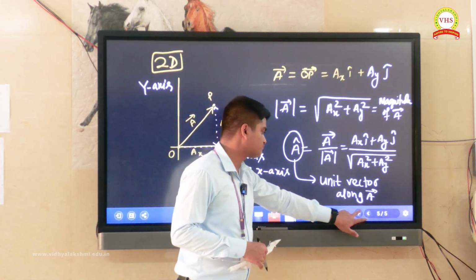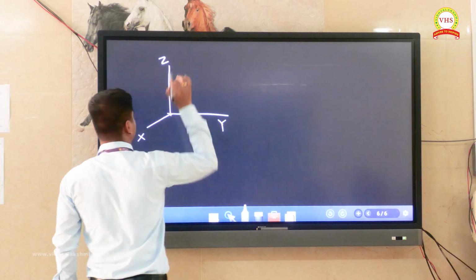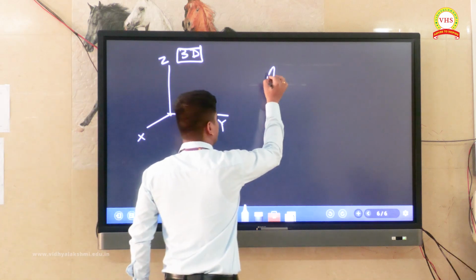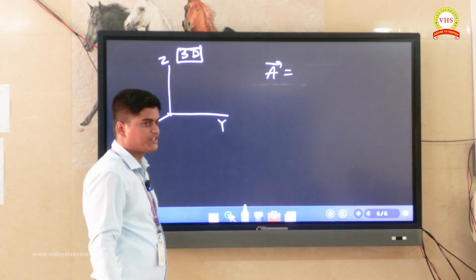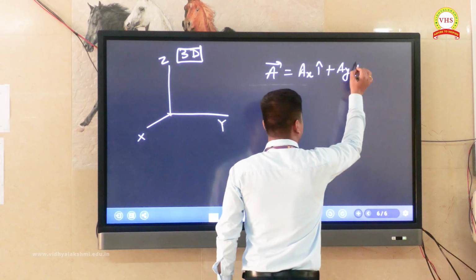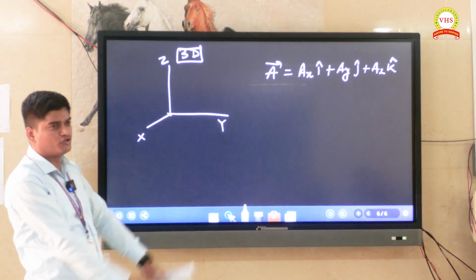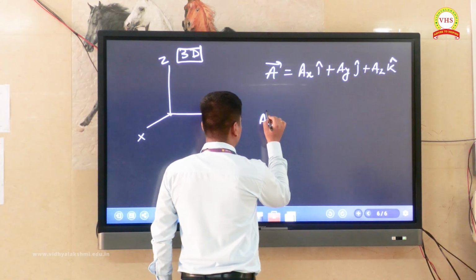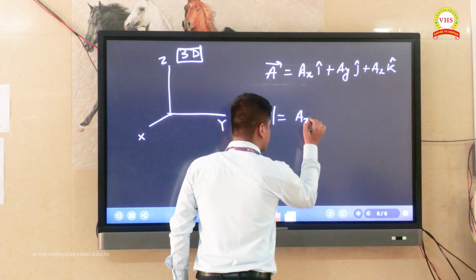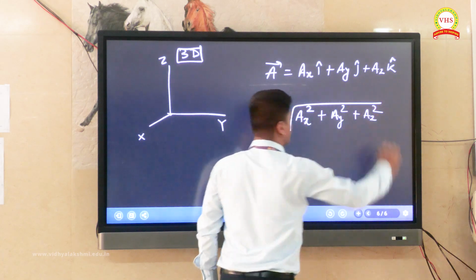Now similarly, if you go to 3 dimensions, then what will you write here? Now I am going to 3 dimensions. Here x, y, z. Yes or no? Now if you want to represent one vector in 3D, tell everyone how I'll represent. ax i cap plus ay j cap plus az k cap. Yes or no? Now if you want to find the magnitude of this, what is the magnitude? Don't worry, tell the same way. Root under ax square plus ay square plus az square. Clear?